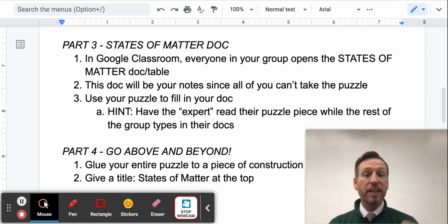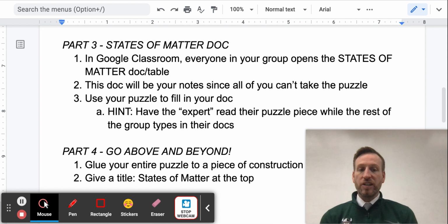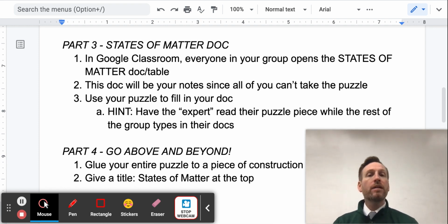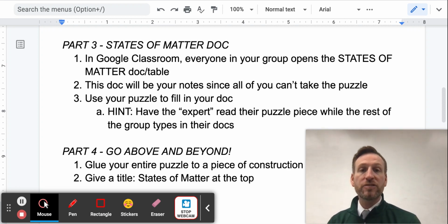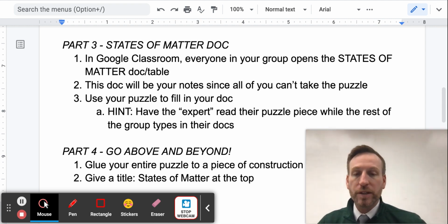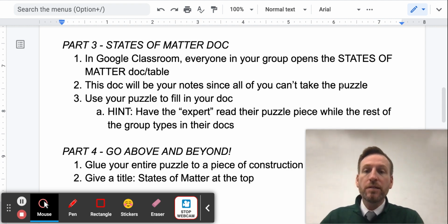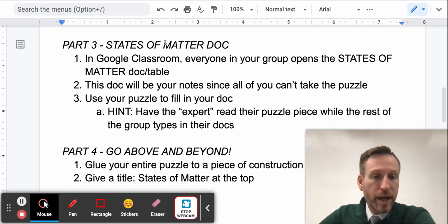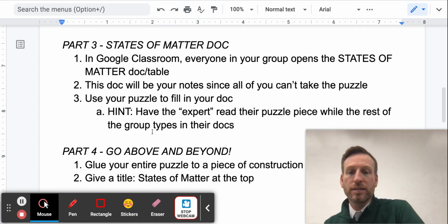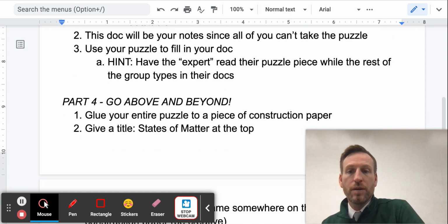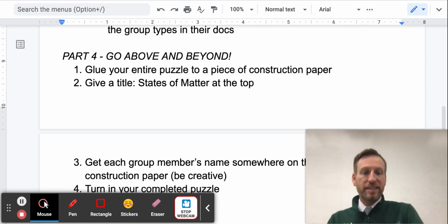In that doc, you're filling in your information. If there's anything you didn't get, like if you maybe don't have the strength of attraction, for instance, just leave it blank for now. That's okay. When I come back next week, we'll go through and make sure that everyone's chart is okay before we print it and put it in our binders as our official notes for the unit. So that's the first thing, which is part 3, which is just going through and completing that states of matter doc. After that, your group is going to make your puzzle fancy.